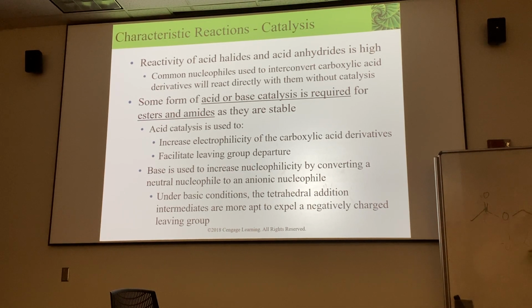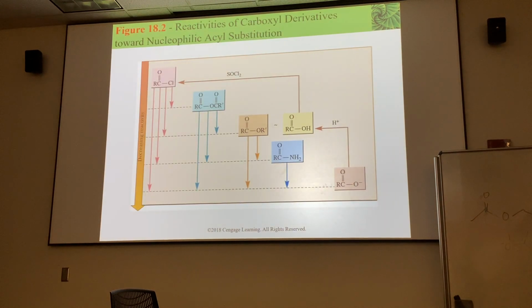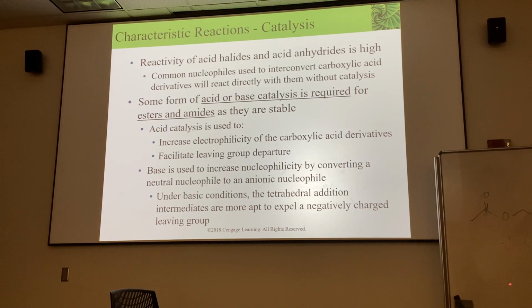So, deprotonated alcohol, deprotonated amine, those guys are nucleophiles and they can turn some of these into some of the other ones, right? So, common nucleophiles that can do that, an oxygen nucleophile or a nitrogen nucleophile, they will react with acid halides or acid anhydrides with no catalyst.